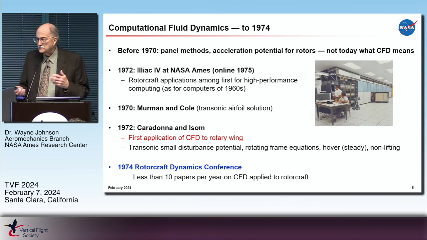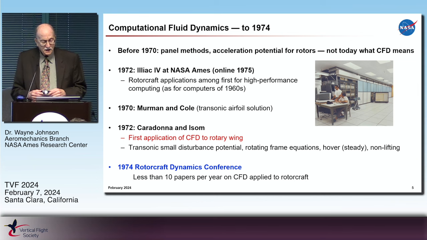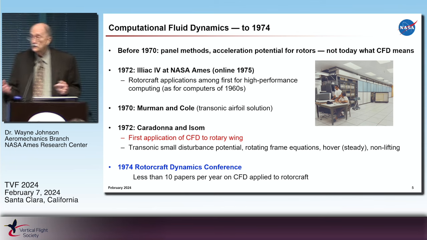And to put a parallel timeline to CFD, I'll also mention some of the big computers. 1972, ILLIAC IV showed up at NASA Ames. It wasn't online actually until 1975. And just like with the mainframes being applied to rotor dynamics and handling qualities problems, rotorcraft applications were among the first for this high performance computing.